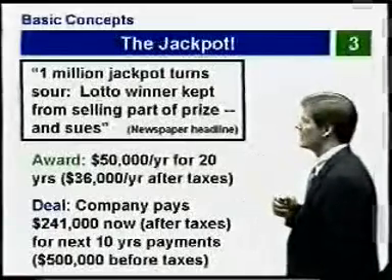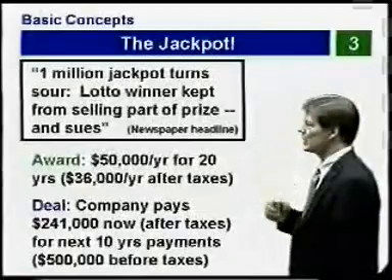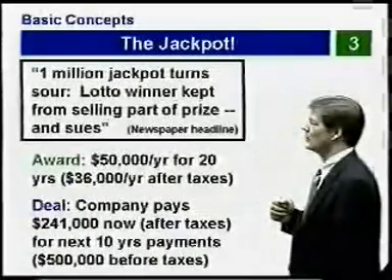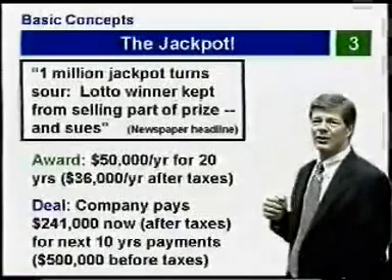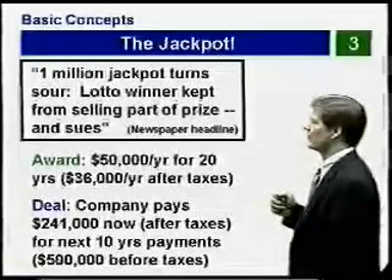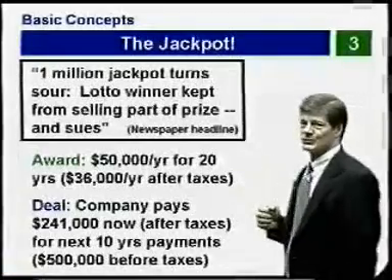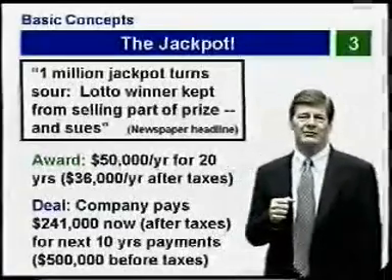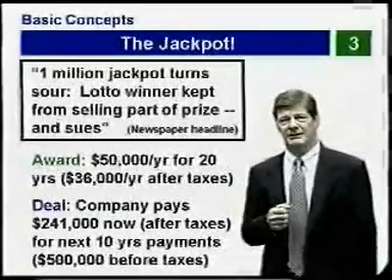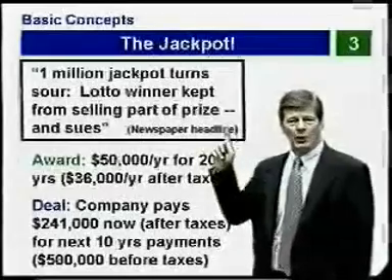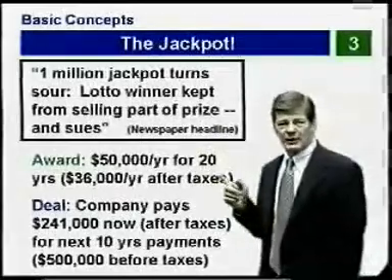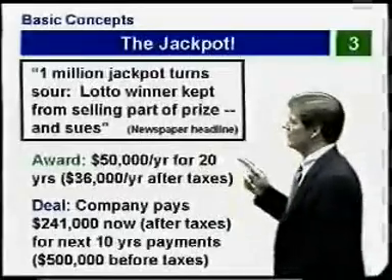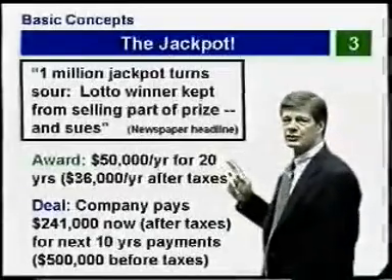This is one that appeared not long ago as a newspaper headline. $1 million jackpot turns sour. Lotto winner kept from selling part of prize and sues. Now, what this problem was about was the following. An individual had won a state lottery, and that individual had won $1 million. What they had won was $50,000 a year for the next 20 years.